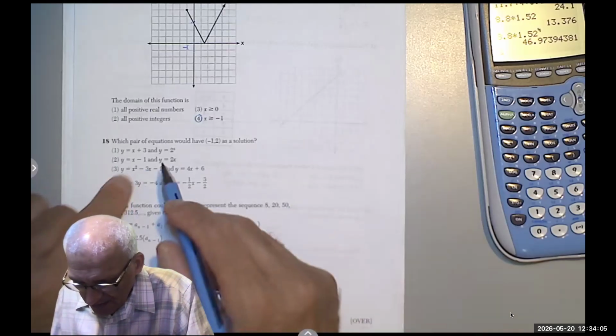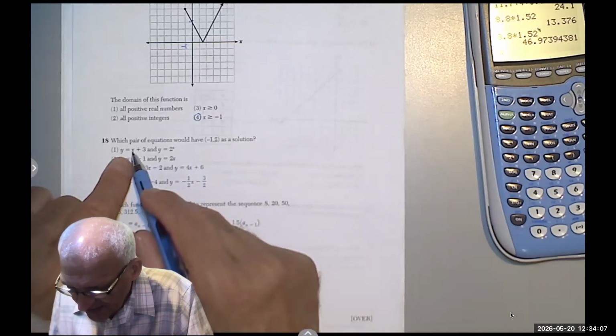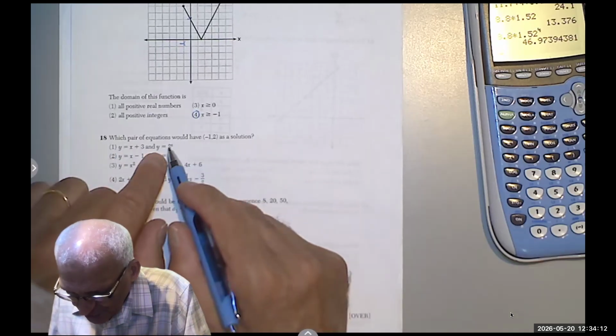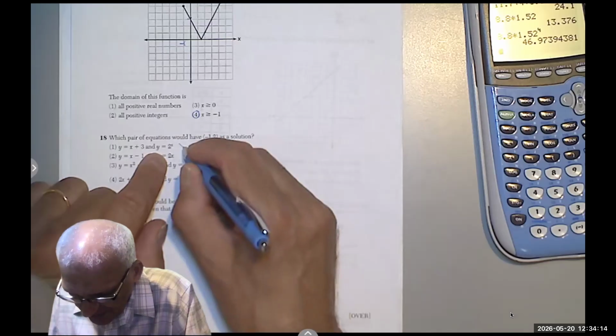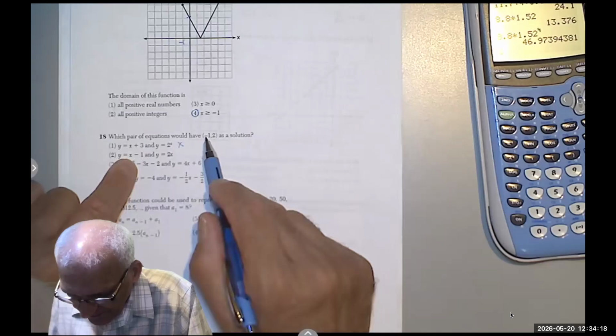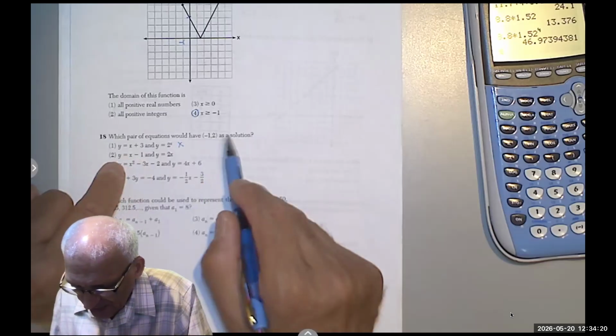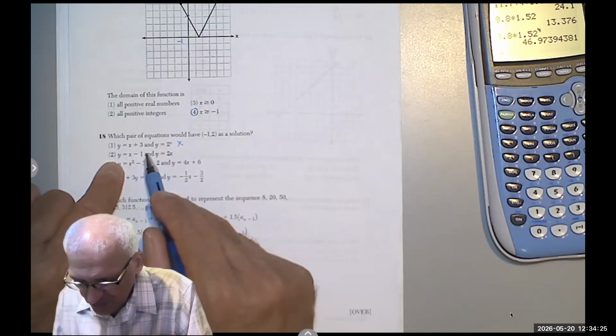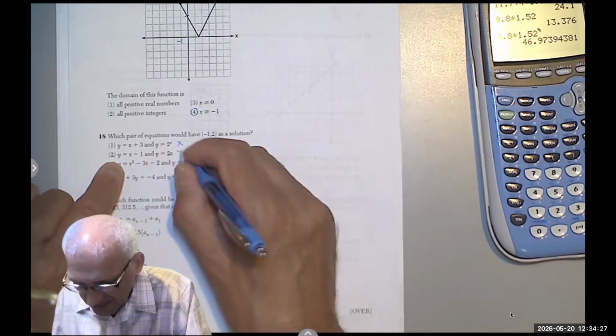Okay, which pair of equations would have -1 and 2 as solution? Well, if I substitute x is -1, I will get 2 for y. But if I substitute -1, 2 to the -1 is 1/2, so it couldn't be this. Let's move to the second one. -1 minus 1 is -2, but y is 2. See, if you substitute, you will get -2, so it couldn't be this.